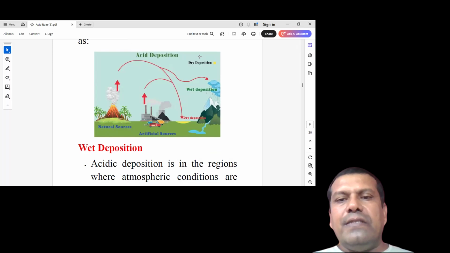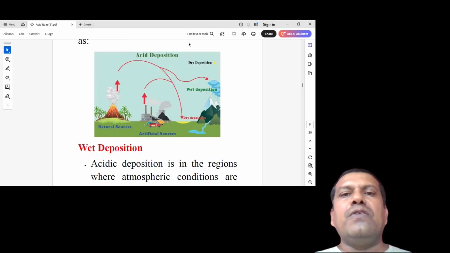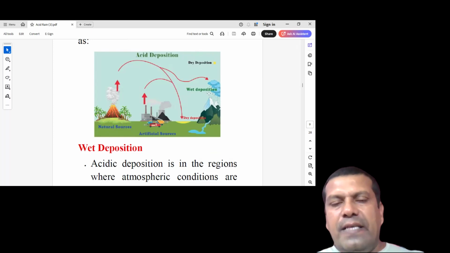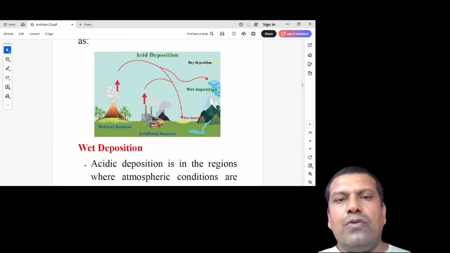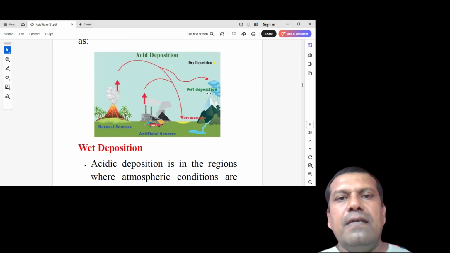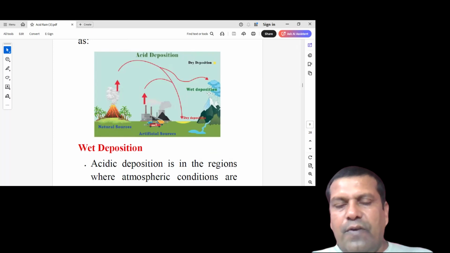Dry deposition is in the absence of water vapor, water, or moisture. Whereas wet deposition is when these compounds, sulfur dioxide and nitrogen oxides, get mixed up with water vapor, that is moisture, and then get settled somewhere. That is called wet deposition.